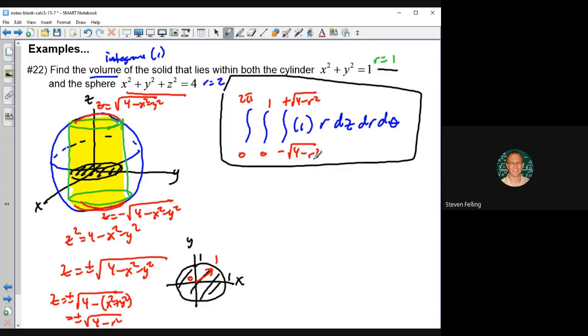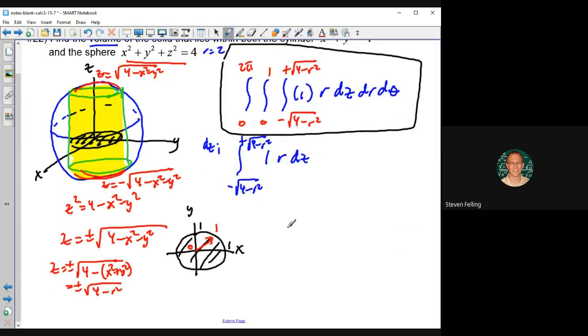Could we do these separately? I don't think so, right? Because there is some dependency here. The z here, it depends on r. So the z at least has to be done before the r, okay? So let's just do it iteratively. The first integral, the z integral, would be the integral from negative square root of 4 minus r squared to positive square root of 4 minus r squared. And it's just 1 r dz. Okay, so while we're treating z as the variable, the r is a constant, so that can come outside of the integral.